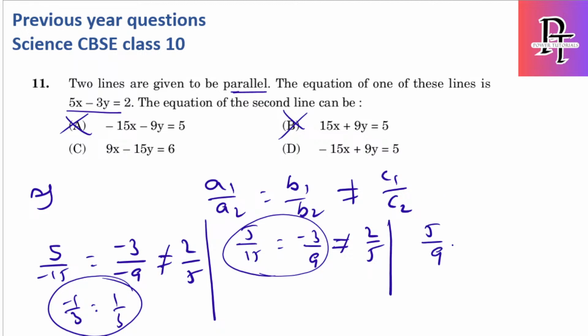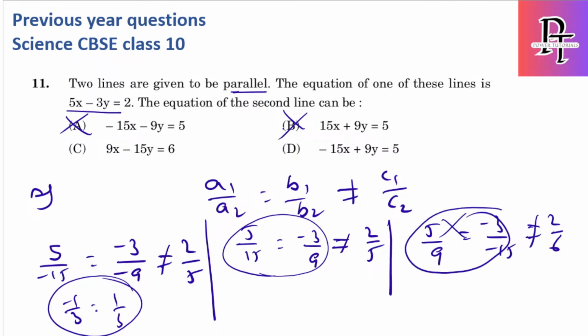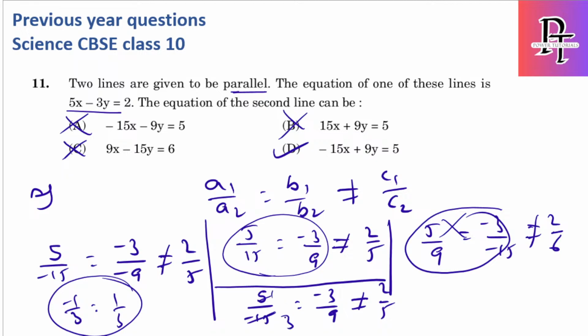Let's see for C option. 5 by 9 and this is minus 3 by minus 15 is equal to 2 by 6, not equal to 2 by 6. Here itself also it is not equal, so definitely D is the right answer. But still I'll cross check for D option again. So for D, 5 by minus 5 should be equal to minus 3 by 9 is not equal to 2 by 5. Yes, it is correct because this is minus 1 by 3, here also is minus 1 by 3. Hence D is the right answer.